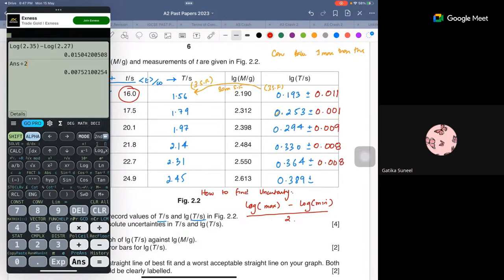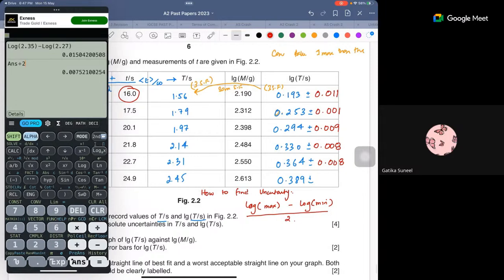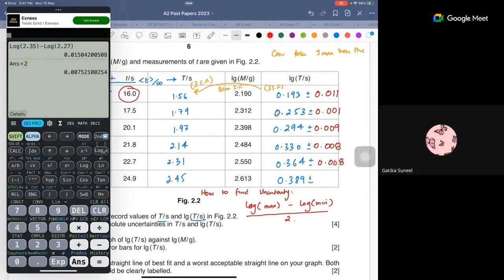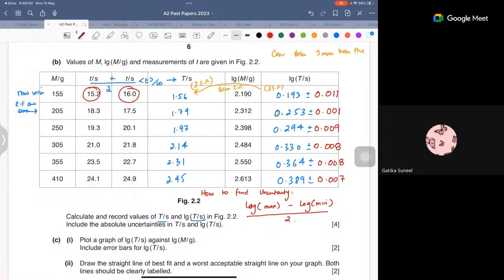Then the next is log of 2.49 minus log of 2.41 and then divide by 2. So this is going to be 0.007, like that. If you have any questions here, please let me know how I did this. It's very important to follow this method.